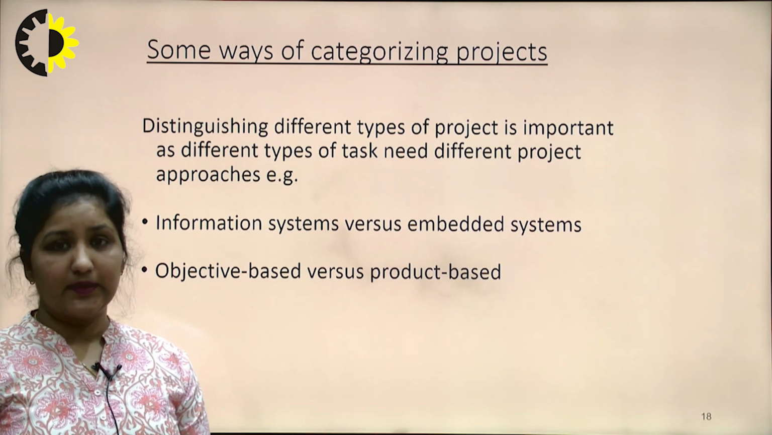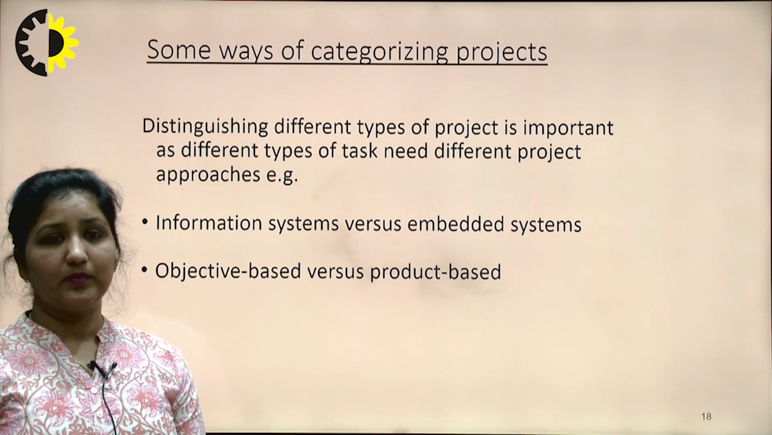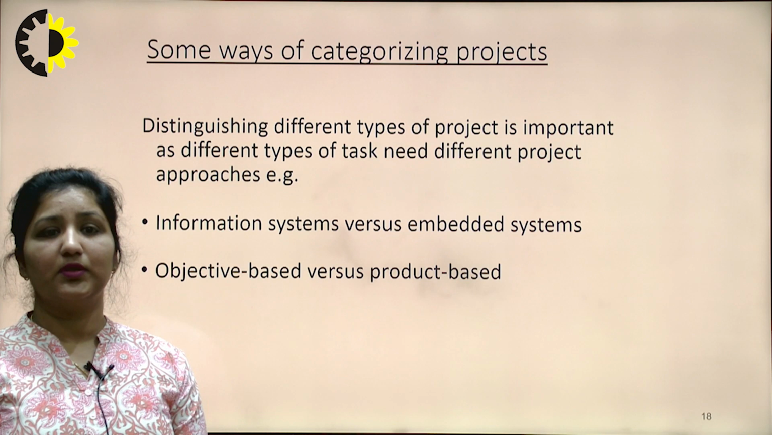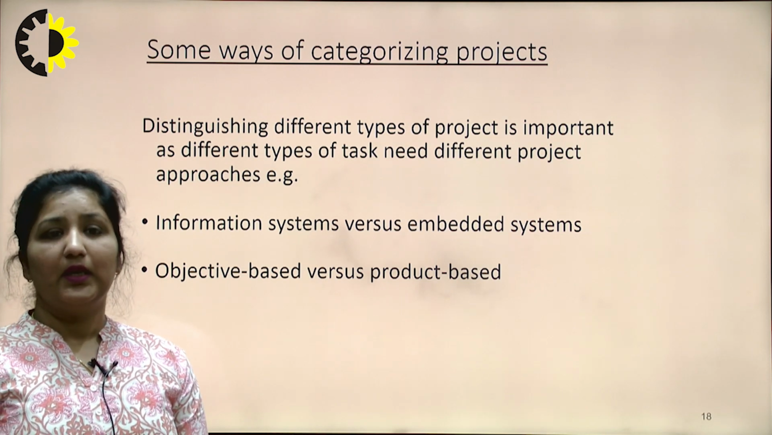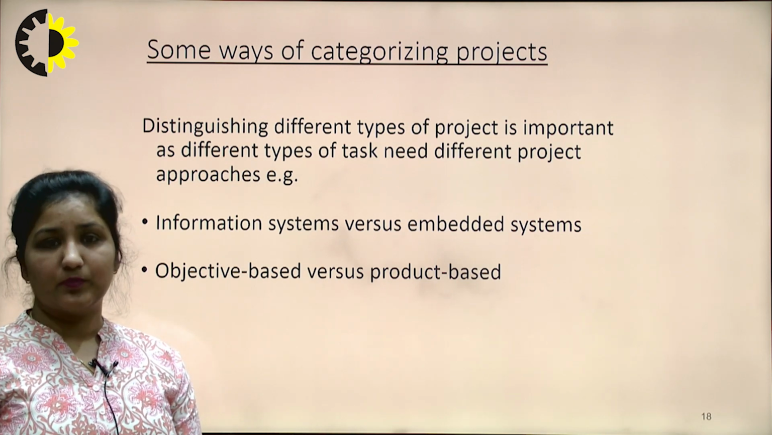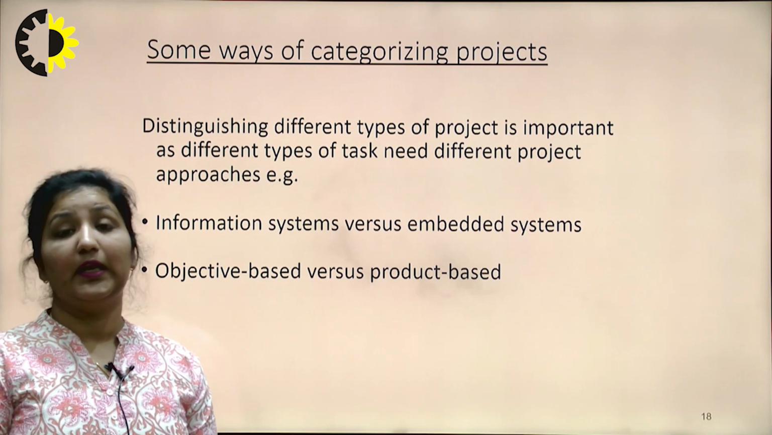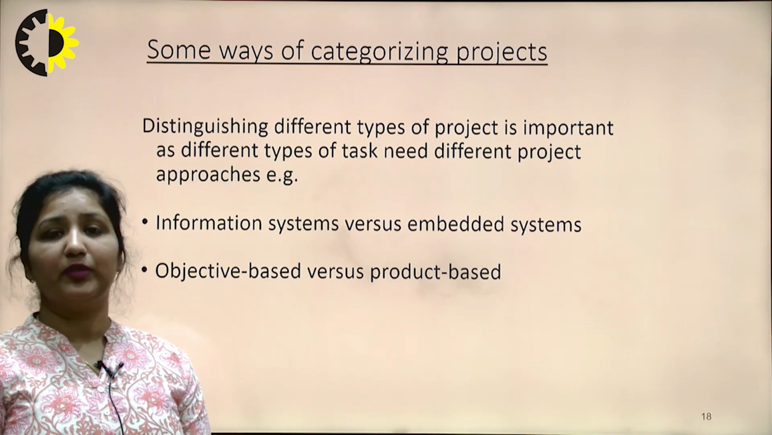Second category that we can see for the system is objective based versus product based. So objective based is simple, for any information part, and product based is where we are having any delivered product in the form of IoT, etc.